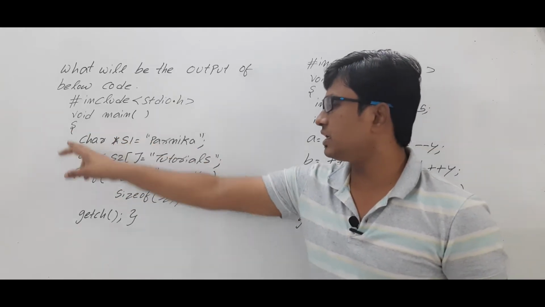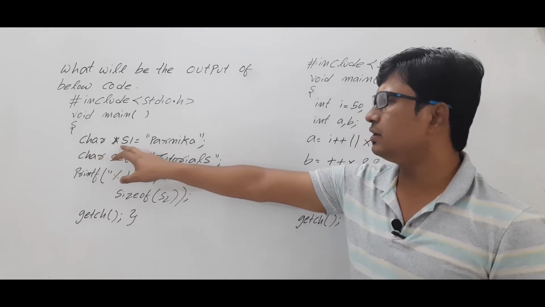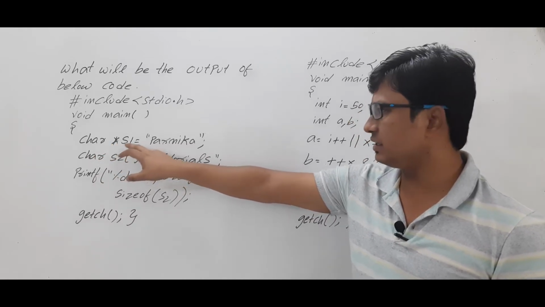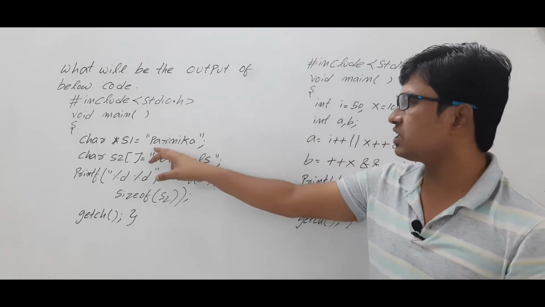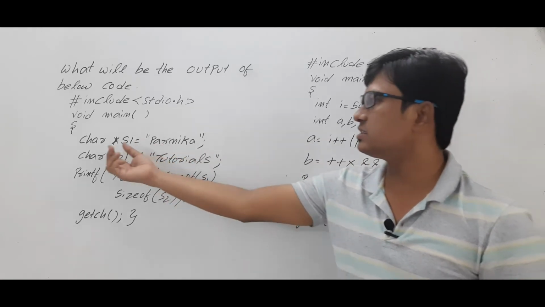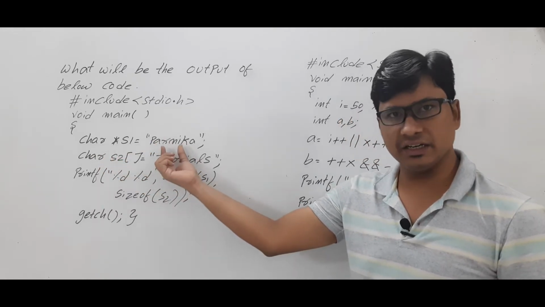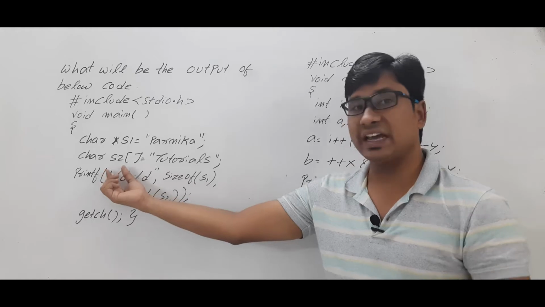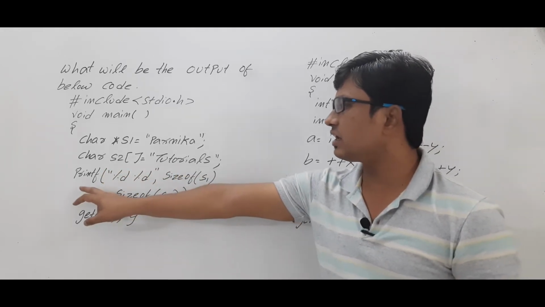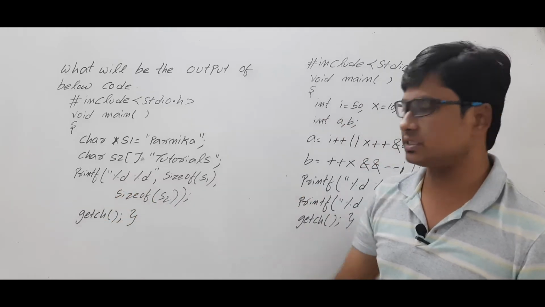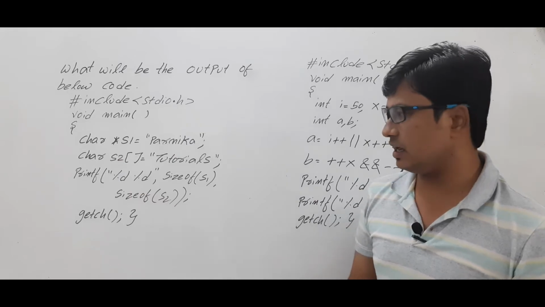Now you have an open curly brace and a closed curly brace. Okay. char *S1, you have a character pointer and that one you are pointing to a string called Parnika. See, this is a character pointer. It is pointing to a string, okay? And then you have a character array S2 consisting of a string called tutorials. Now what they're asking, printf of %d, sizeof S1 and sizeof S2 they are asking.